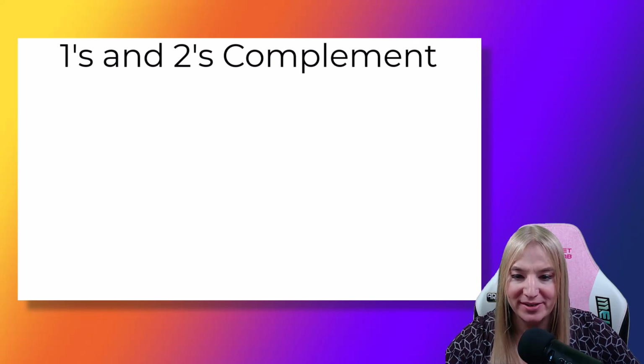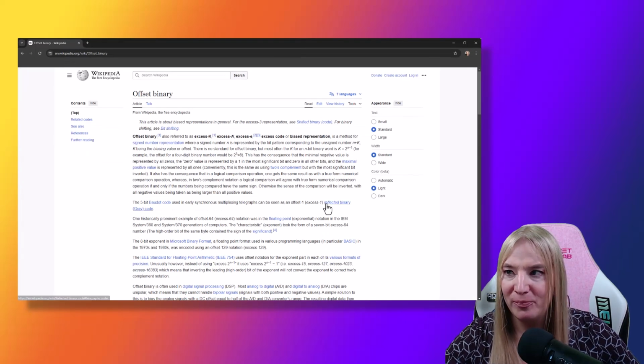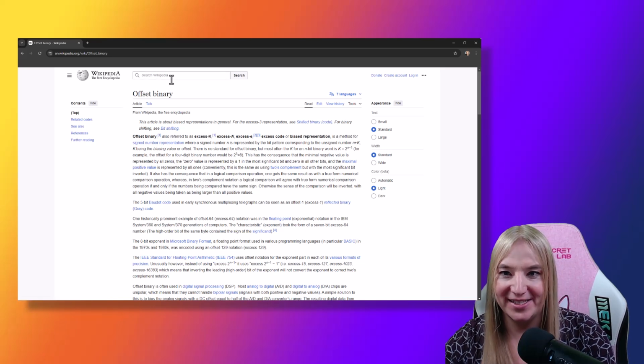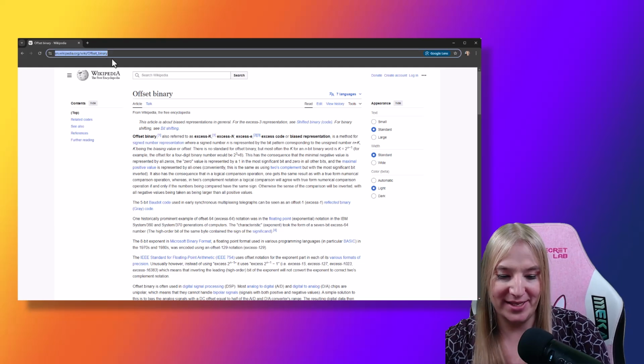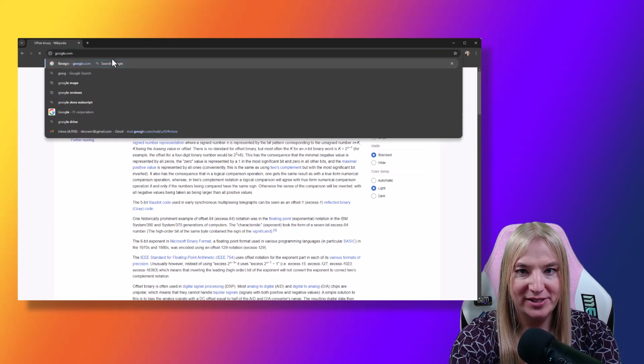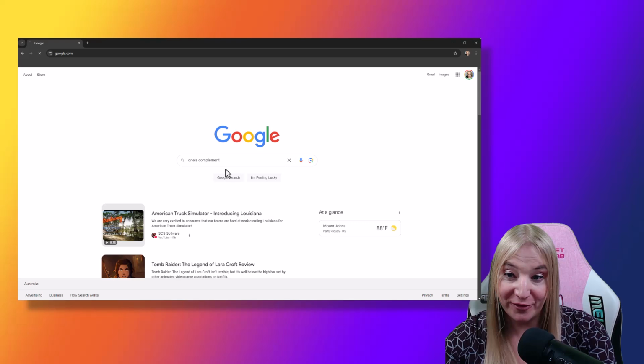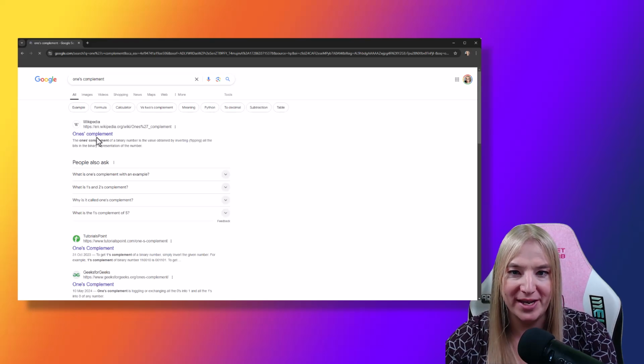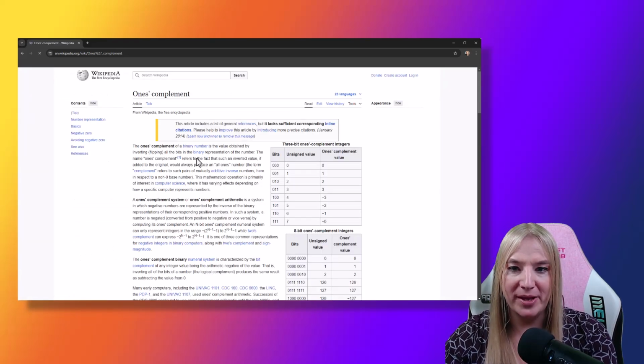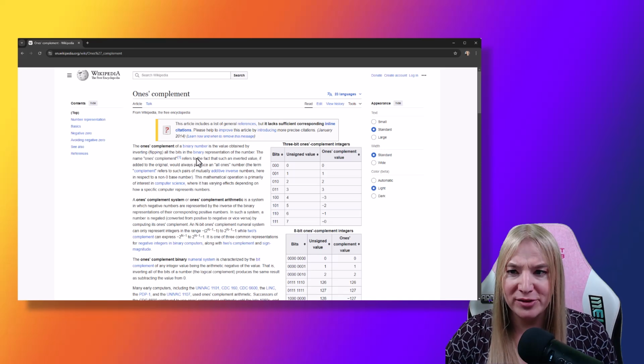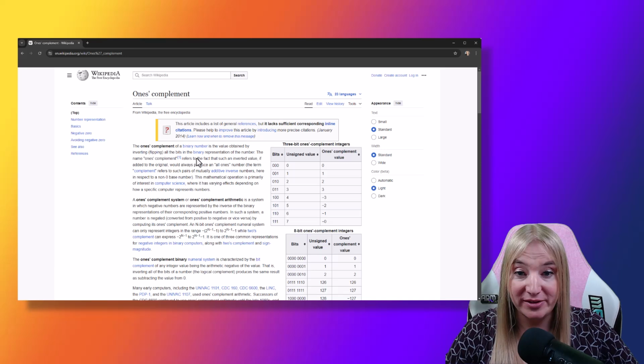So let's start with a little Google here. Our friend Google. You can see I still have this up from the offset binary tutorial. We're going to go to Google and look at ones complement, starting with ones complement first. What is it? If we look at the values here, you'll see that it's actually pretty straightforward. It's a way of representing a binary number where the positive number is just a typical positive number.